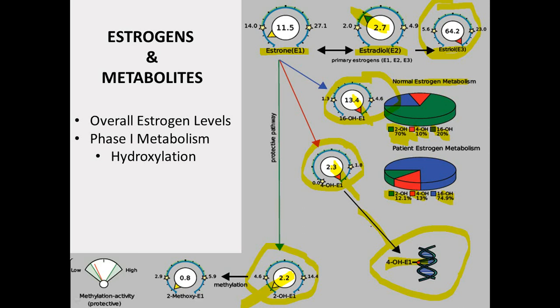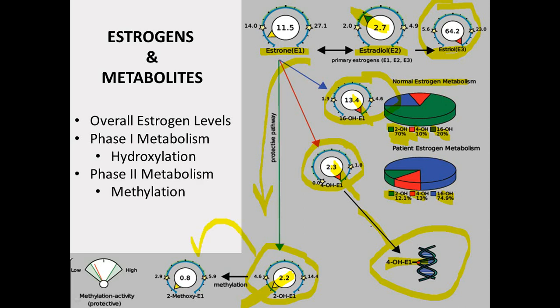People use things like DIM and indole 3-carbinol to try to push those estrogens down the 2-hydroxy pathway, but at first we want to just establish what's going on there. So once you've got hydroxylation, you can look at phase 2 metabolism, which is methylation. Now that's a protective step, also involved in neurotransmitters and with your DNA, and so it's very important that you methylate the estrogens well.